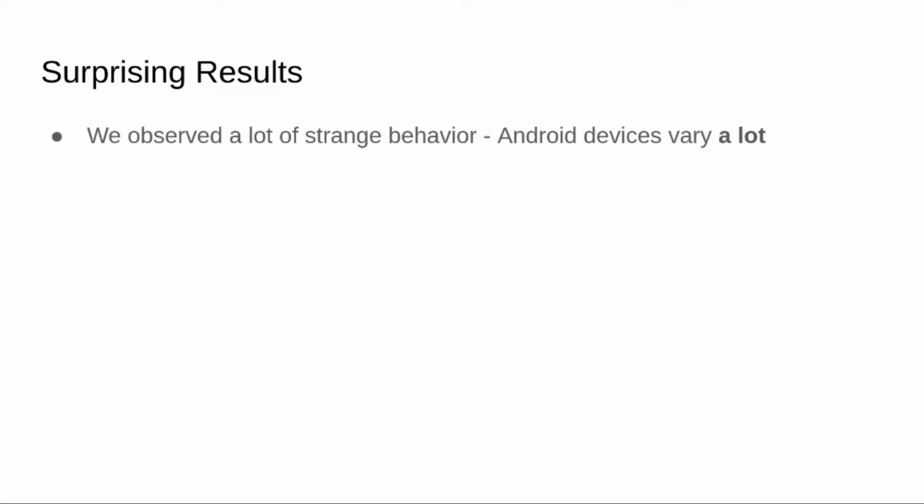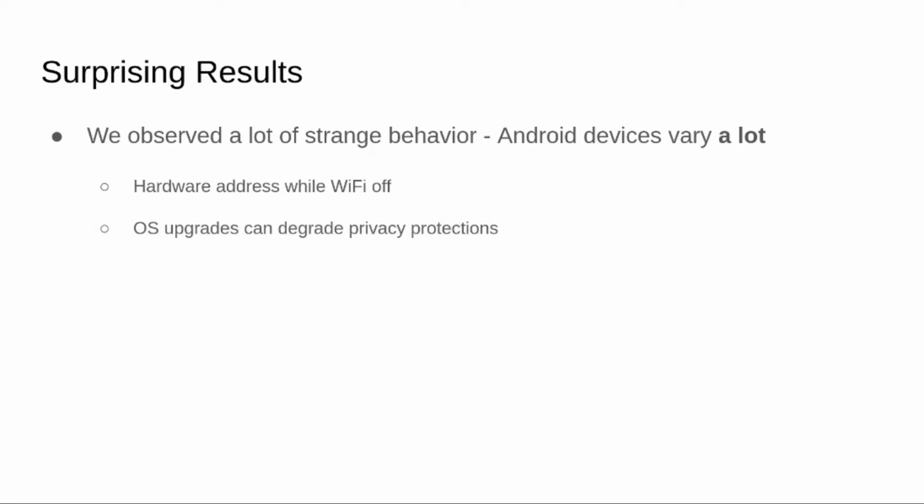And we found some surprising results. In fact, Android devices are really different from each other, as it turns out. Some of them will send their hardware address in probe requests while the Wi-Fi is turned off. So the user is trying to turn Wi-Fi off and keep them quiet, and instead, they insist on broadcasting a permanent unique identifier. We found one device where, when we applied a major Android version update, randomization stopped. So the privacy protections got worse. And there are many other one-off strange behaviors that you can see if you test hundreds of different Android devices. You can see the paper if you want to know more.